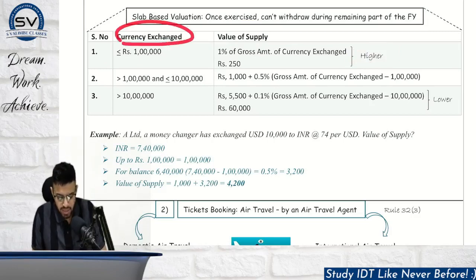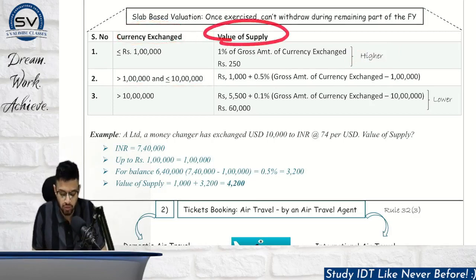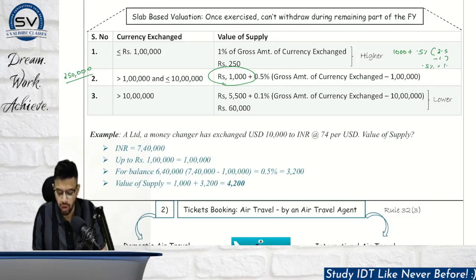If currency exchange is more than 1 lakh up to 10 lakh, then you have to take the value of supply as 1000 plus 0.5% of the difference between the gross amount of currency minus 1 lakh. So for example, if this happens to be 2,50,000, in that case, value of supply shall be 1000 plus 0.5% of 2.5 lakh minus 1 lakh, that is 0.5% of 1.5 lakh, plus 1000.